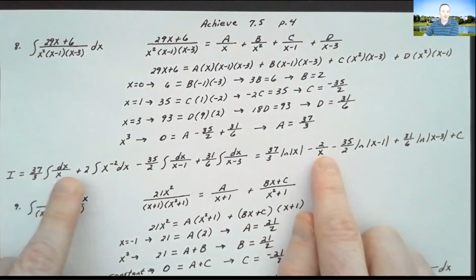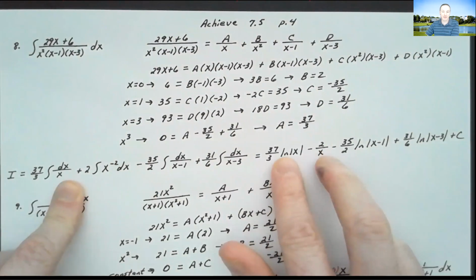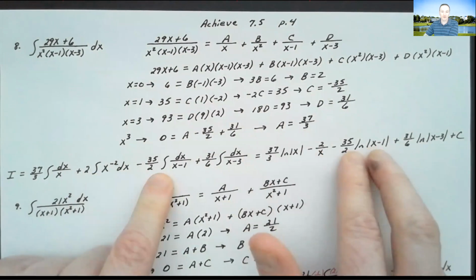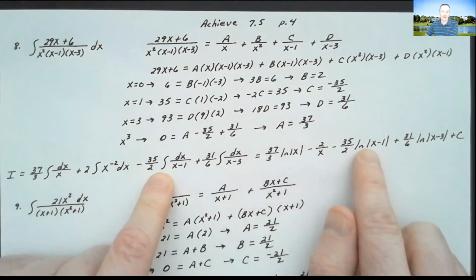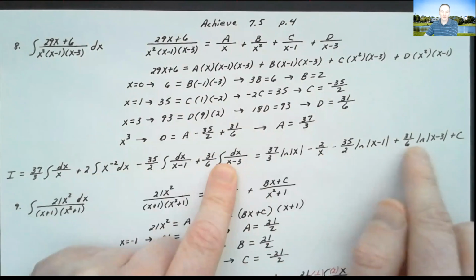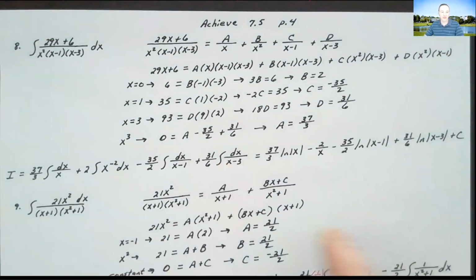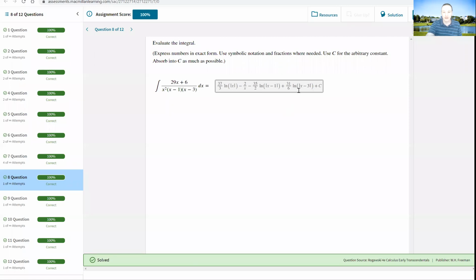The rest are the natural logs, just like I said: 37 over 3, natural log of the absolute value of x, minus 2 over x, minus 35 over 2, natural log of x minus 1, plus 31 over 6, natural log of x minus 3, plus your constant of integration there. Now, final answer there, I should have circled that one, but as you can see, we are done with that one. If I go to Achieve to show you how I inputted that in there, just like what we had right there, and Achieve liked it.